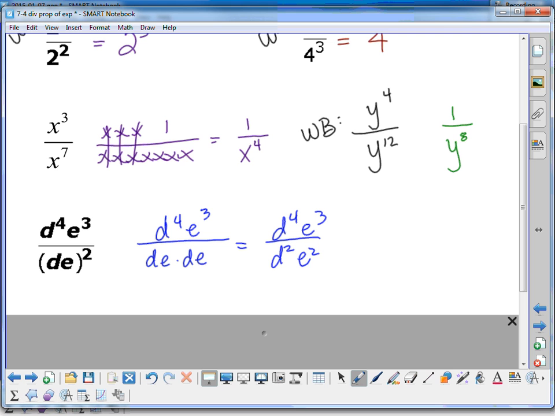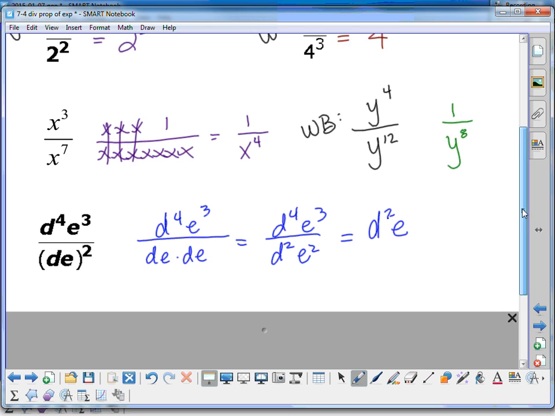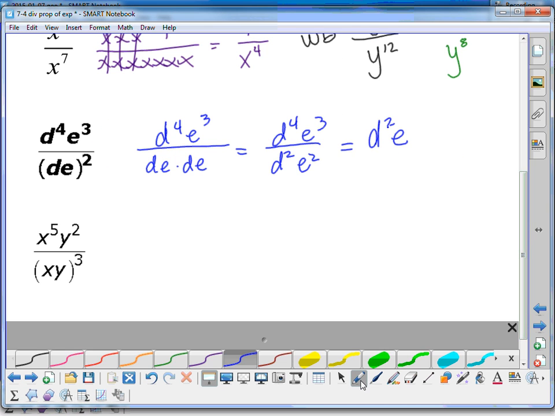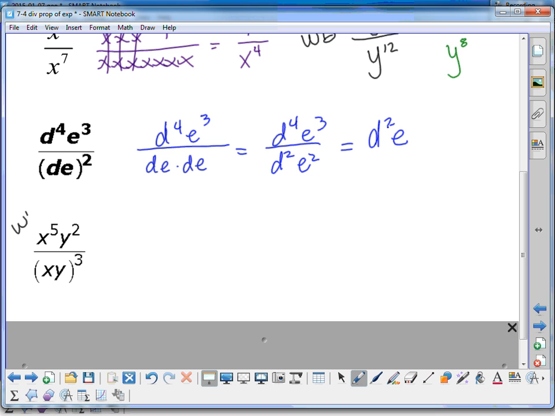So do I have more d's on the top or the bottom? On top. How many more? 2. Do I have more e's on the top or the bottom? On the top. How many more? Just 1. Do I need to write e to the first power? No, I can just write e. So when you're done writing that down, you guys can do this one on your whiteboards.